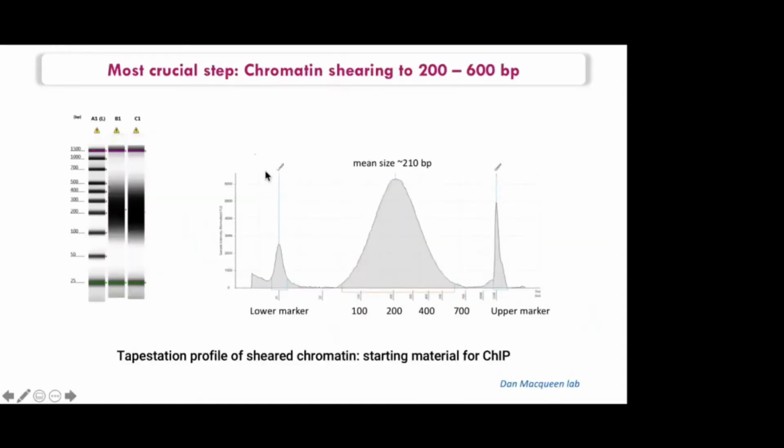Here is a real life example of chromatin shearing optimization from our own lab. This is for the Atlantic salmon embryo, for which we recently prepared some ChIP-seq libraries. As I told you earlier, the main idea is to chop the chromatin to 200 to 600 base pair size. So here is the TapeStation profile for the same.